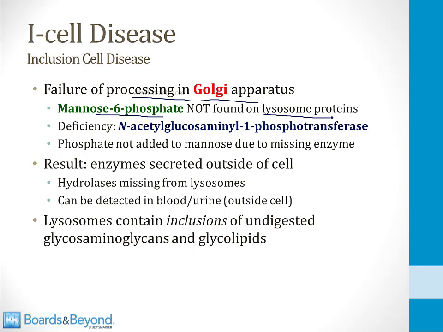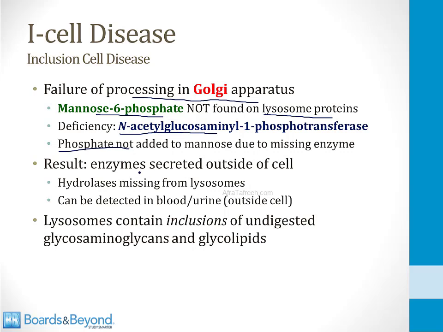The reason this occurs is because of a deficiency of an enzyme called N-acetylglucosamine 1 phosphotransferase, which is a mouthful. But this enzyme is necessary for adding the phosphate group to mannose to form mannose 6-phosphate. So when this enzyme is deficient, the mannose found on lysosomal proteins is not phosphorylated, and therefore the proteins do not go to the lysosome.